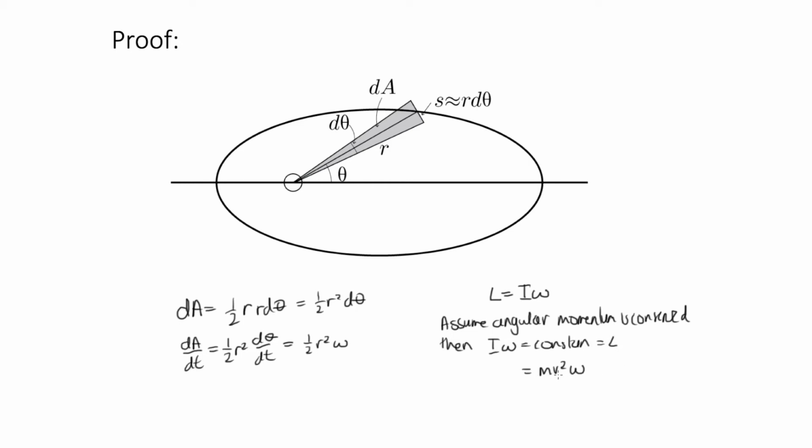We can replace r squared omega with L on m. So dA/dt is equal to a half L on m. Now the mass of the planet is definitely not changing, and as long as we assume that the angular momentum is conserved and isn't changing either, then we can see that dA/dt is equal to a constant. So we've now proved Kepler's second law.